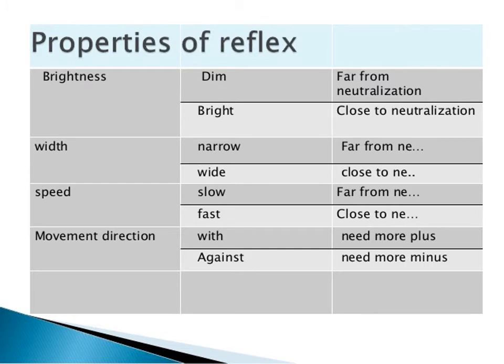The properties of the reflex which is seen: it can be either dim, where it is far from the neutralization, or bright, which is close to the neutralization. The width of the streak or the reflex can be narrow or wide. If it is narrow, then the value is far from the neutralization, and if it is wide, then it is close to the neutralization. The speed of the reflex can be slow or fast. Similarly, the movement can be with the movement or against the movement.